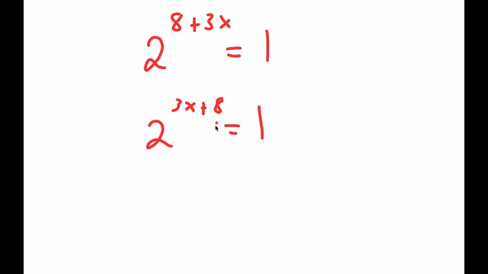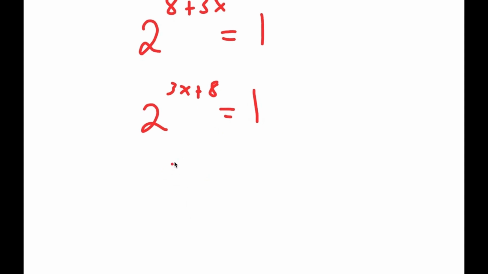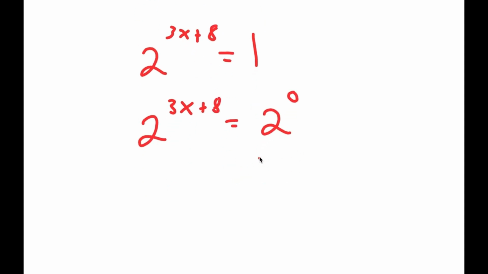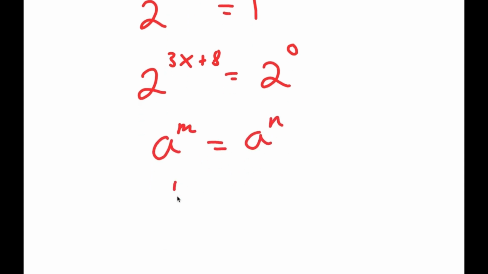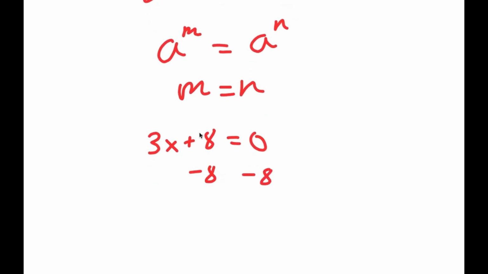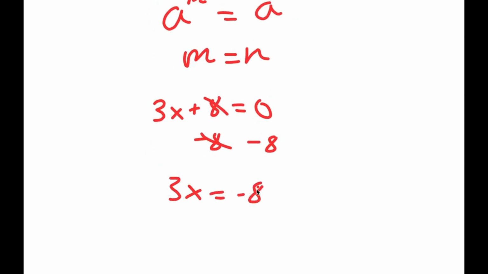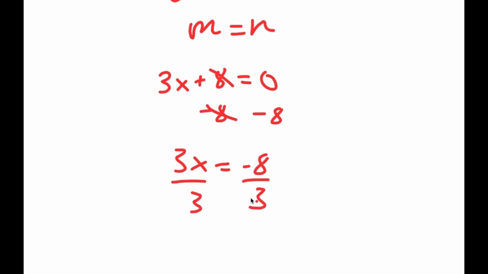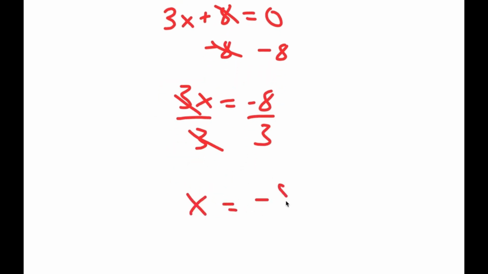And now 2 to the power of what number is equal to 1? 2 to the power of 0, right? So I can write this as 2 to the power of 3x plus 8 is equal to 2 to the power of 0. And now, solving this is pretty simple. If I have something in the form a to the power of m is equal to a to the power of n, this means that m is equal to n. So in this case, 3x plus 8 is equal to 0. And now we have a simple equation. All I have to do is subtract 8 on both sides, so I get 3x is equal to negative 8. And now if I divide both sides by 3, I get x is equal to negative 8 over 3.